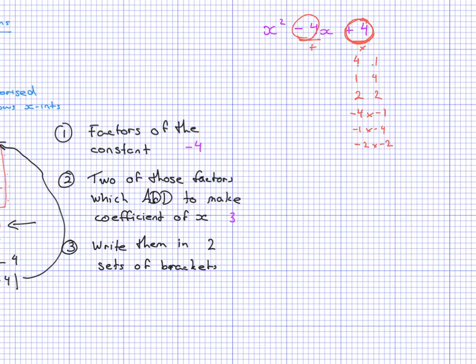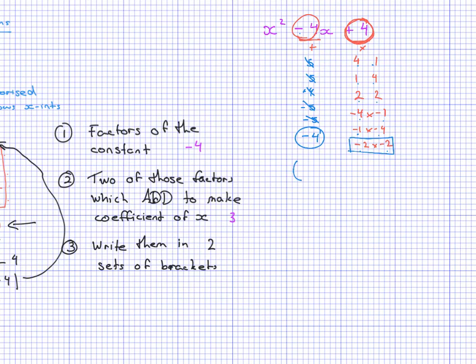4 plus 1, that equals 5. That's not the right pair. 1 plus 4, also 5, not the right pair. 2 plus 2 equals positive 4. We needed negative 4, so that was close but no cigar. Minus 4 plus minus 1 is minus 5. Again, minus 1 plus minus 4 is minus 5. So therefore, minus 2 plus minus 2 is minus 4, and that is the magic number. So this pair of factors are the correct pair.